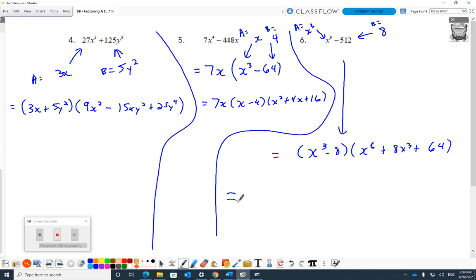There's another difference of cubes there. Every once in a while, a second one pops out of there. And so then I need, my a is x and my b is 2. So this is x minus 2, x squared plus 2x plus 4. And then that whole messy bracket over here. So watch out for that. Every once in a while that pops up.